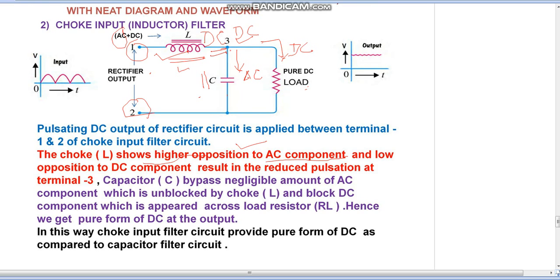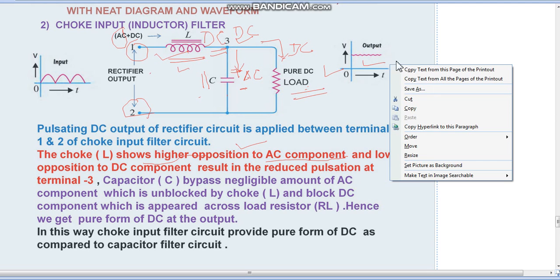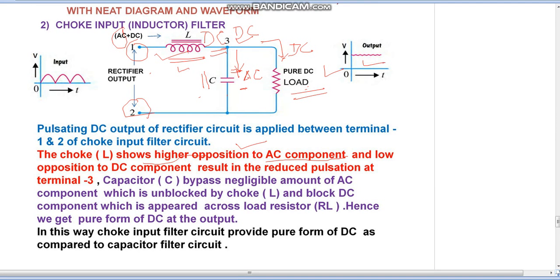At terminal 3, capacitor C, that electrolytic capacitor C, bypasses the negligible amount of AC component which is unblocked by the choke L, and it blocks the DC component, which is applied across the load RL. So we are getting pure form of DC at the output according to that waveform. Here the waveform is shown. So we are getting pure form of DC at the output.